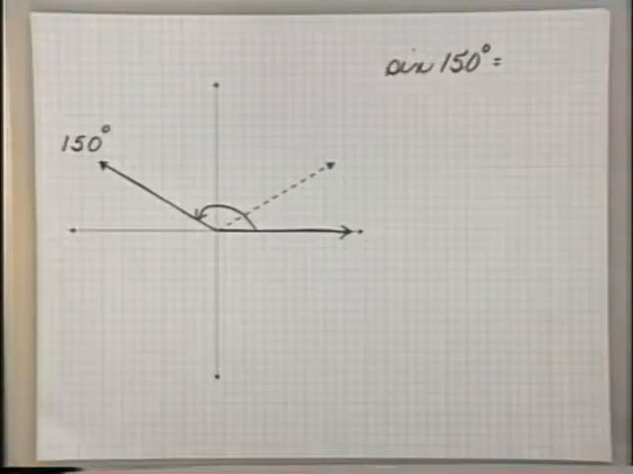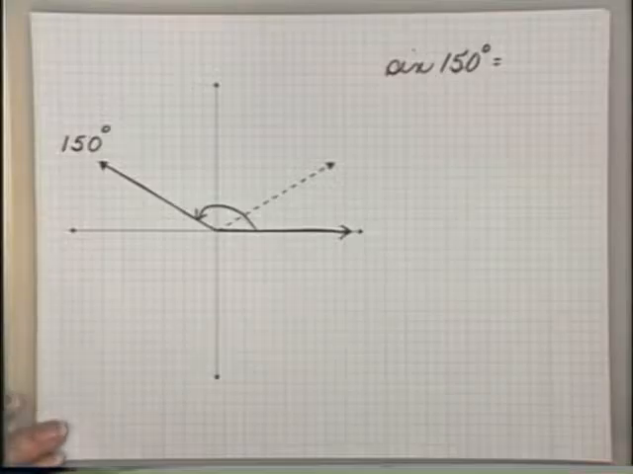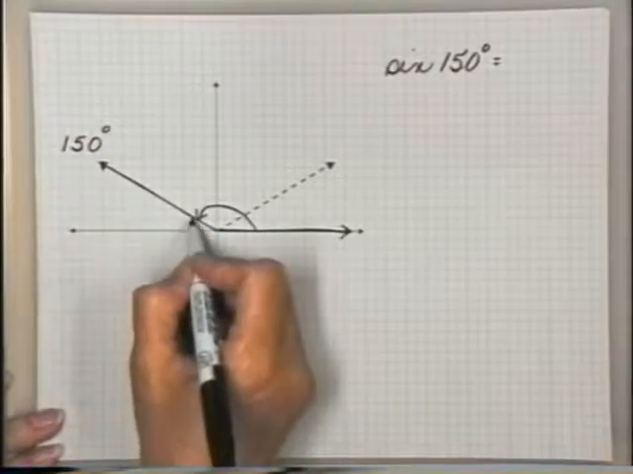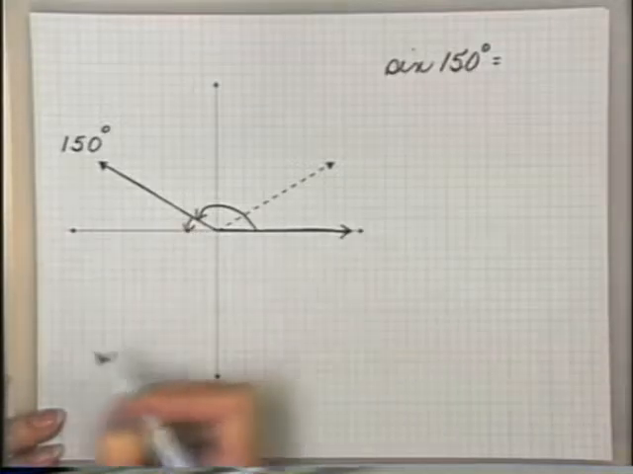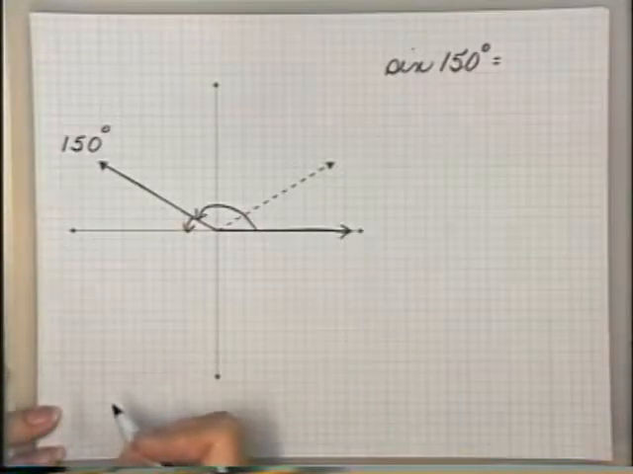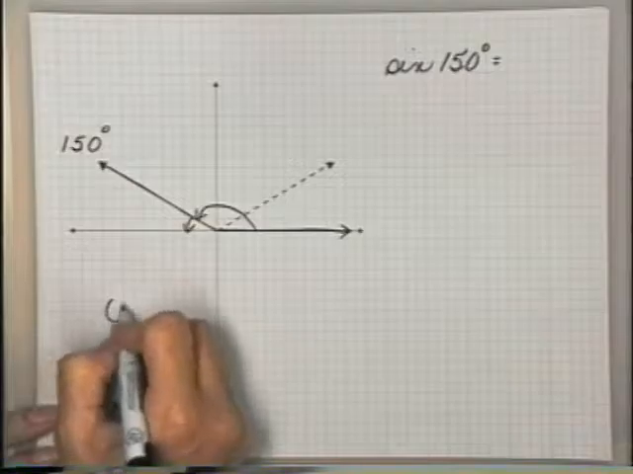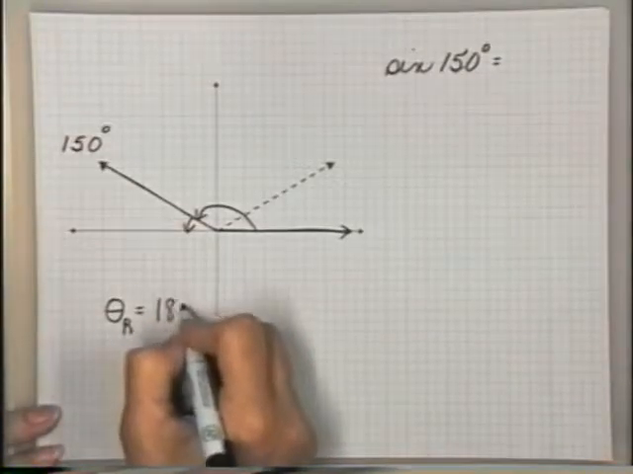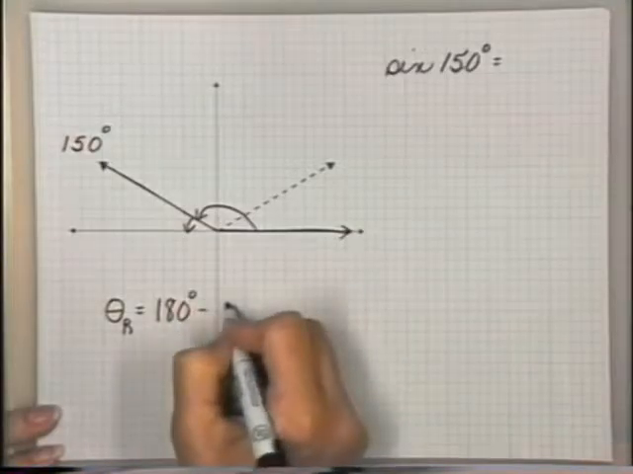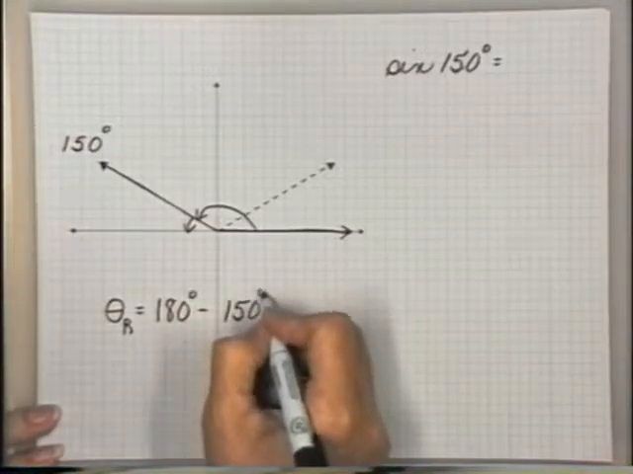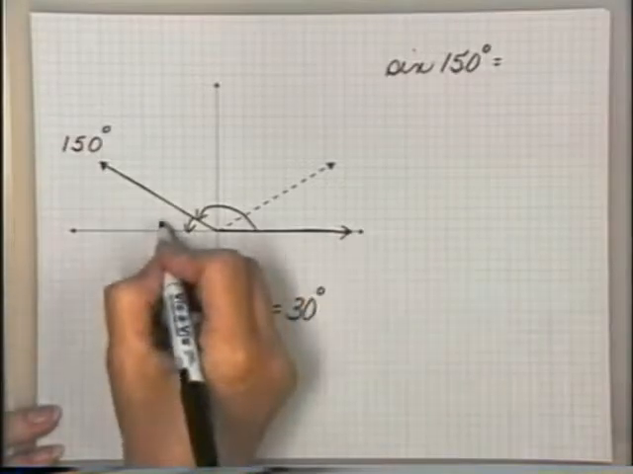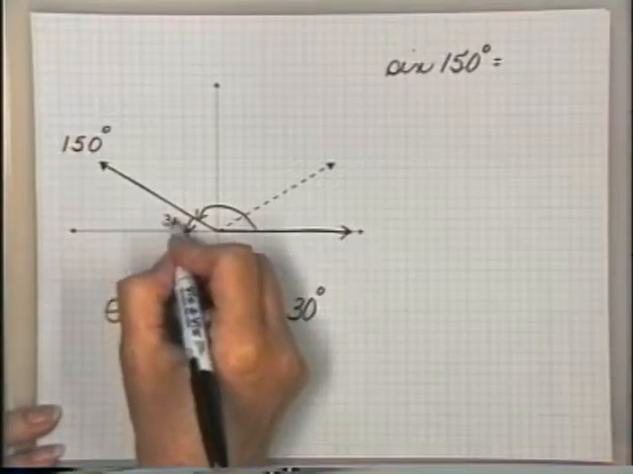And what I want to do is first get its reference angle. So we're talking about this angle right here. And we know that to find the reference angle of a second quadrant angle, we say 180 degrees minus the second quadrant angle. And in this case, we find that the reference angle is 30 degrees.